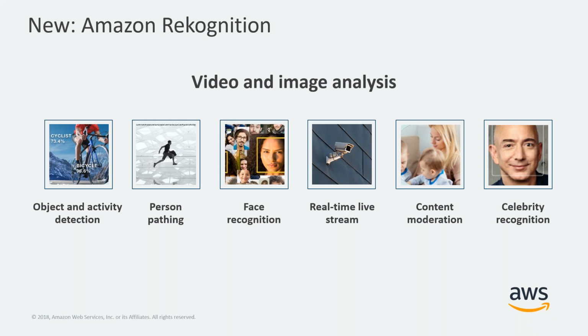Person pathing, a very clever way to say, that's tracking of individuals. There are countless use cases to put that into play. If you've ever taken your kids to an amusement park, you can immediately see the value in person pathing. That's available to you via the recognition service.